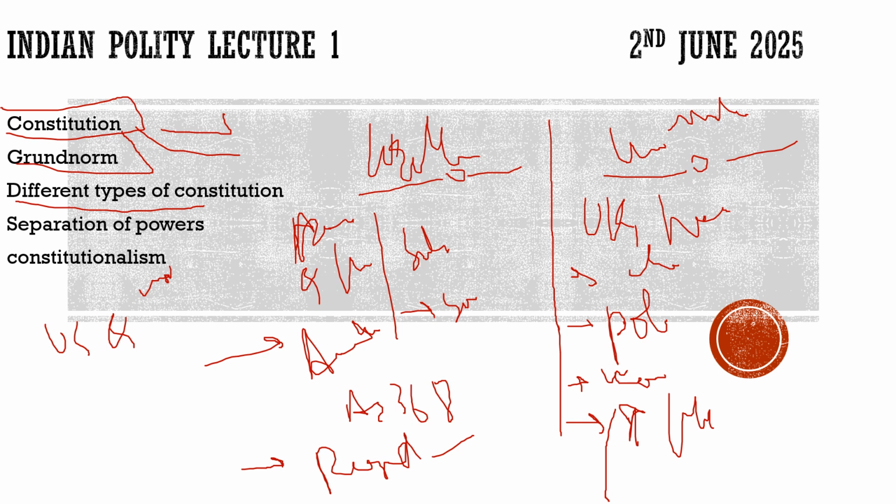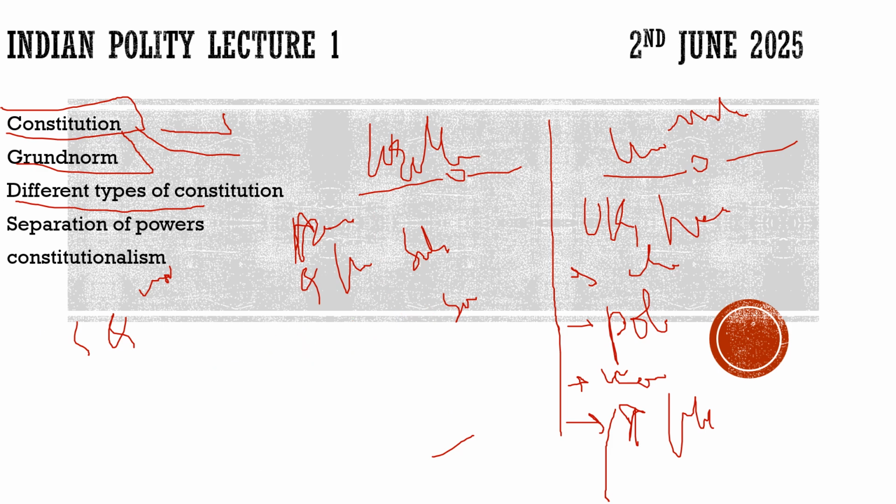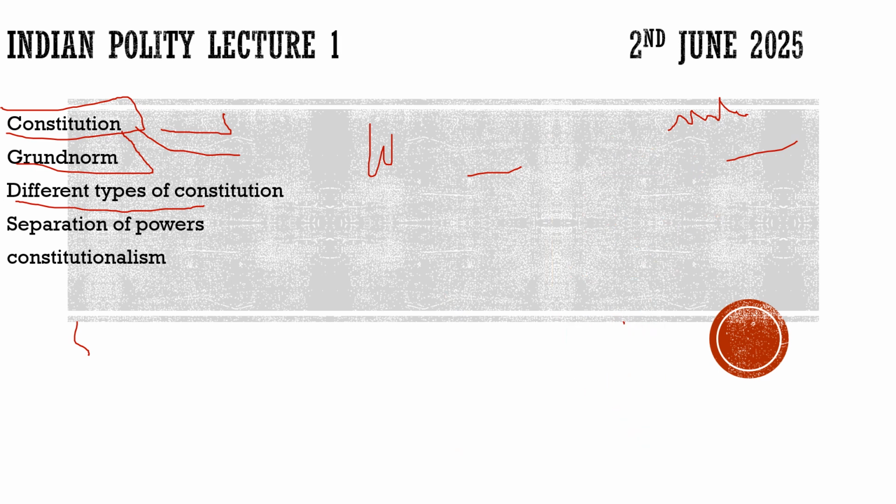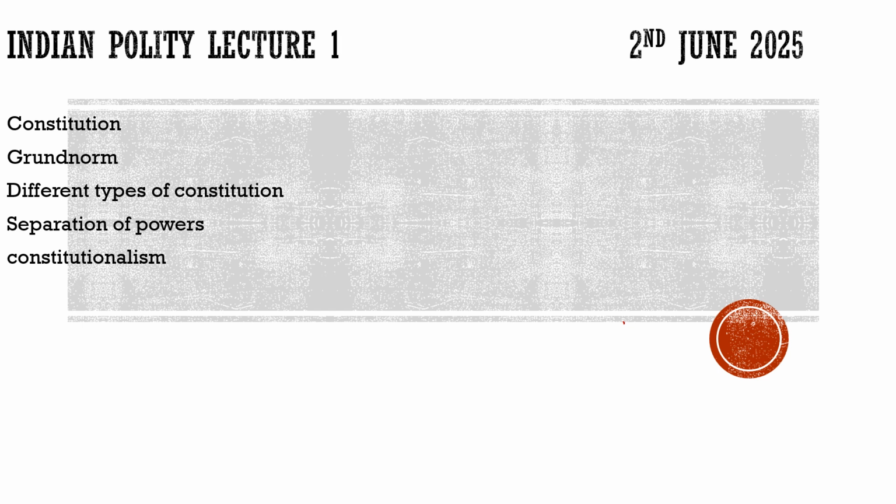Now here, another difference is about the unitary system and the federal system. This is also one of the distinctions between constitutions. It is an often discussed question whether we have a rigid constitution or a non-rigid constitution, whether we have a unitary constitution or a federal constitution. So let us discuss that. Let's have a discussion over it.